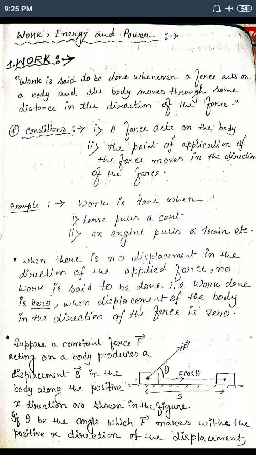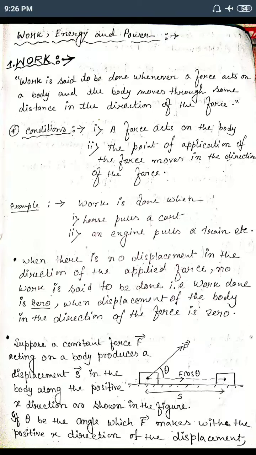The main conditions for work done are, one, the applied force, and another, the point of application of the force moves in the direction of the force. That means two things are very important for work done: an external force exerted on a body, and the body is displaced from its position in the direction of the applied force. If these two things happen, then we can say work has been done by that object.